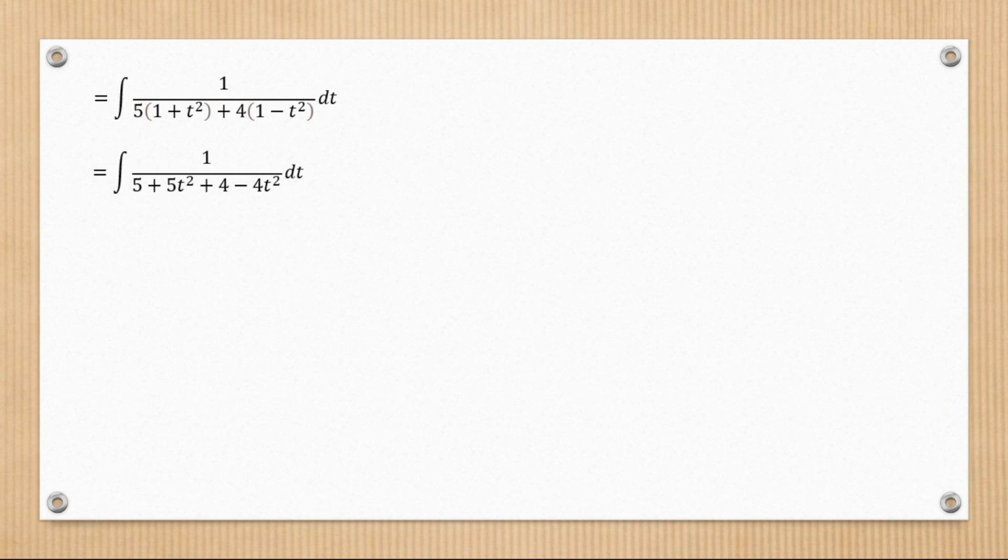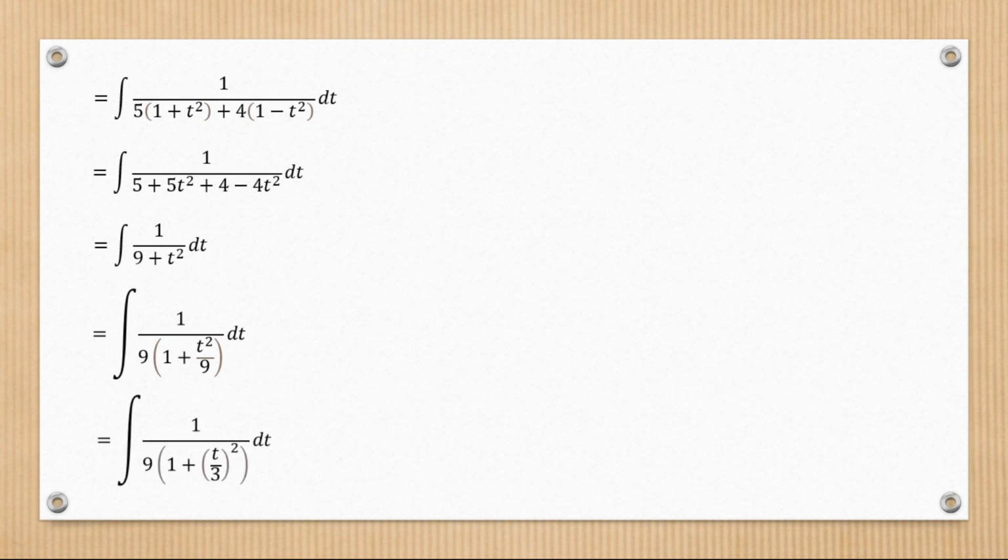So the next step is to open brackets and we'll have 5 plus 5t squared plus 4 minus 4t squared, of which that is the same as the integral of 1 over 9 plus t squared. So I can already say this will also require tan trigonometric substitution, but before we do that, let's first factorize out the 9. So we'll have 9 into 1 plus t squared over 9. But remember, 9 represents 3 squared, so when you combine the square of the t and the square of the 3, we have t over 3 bracket squared like that.